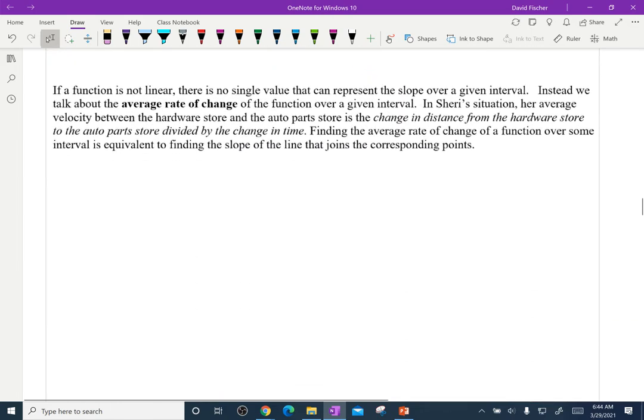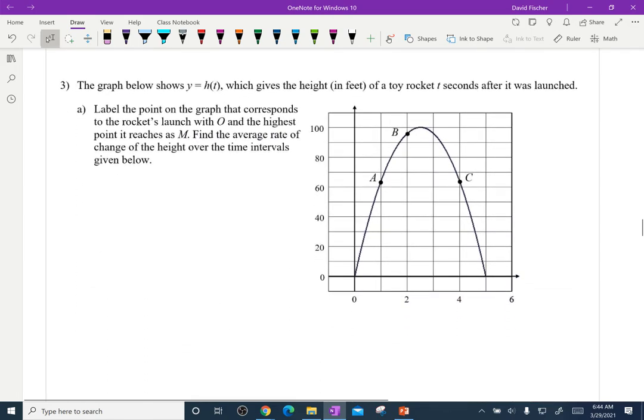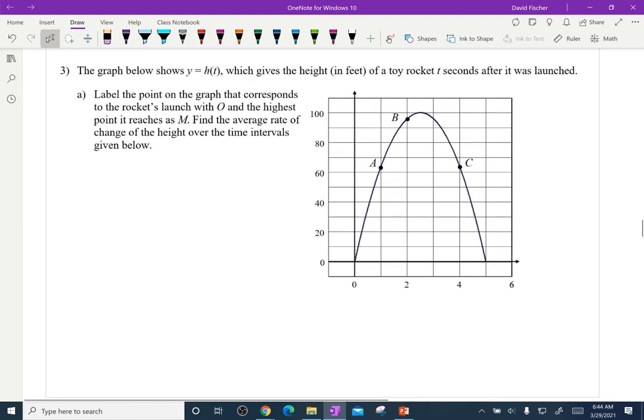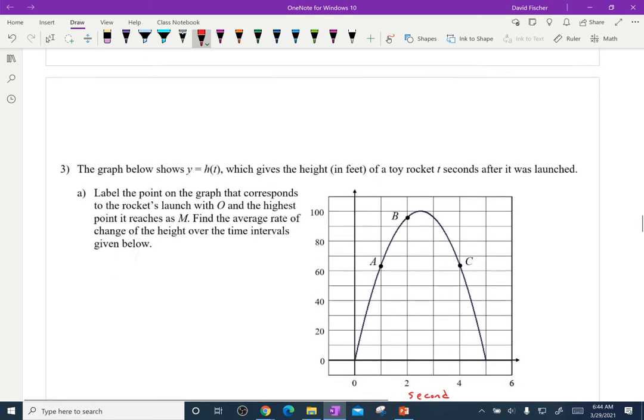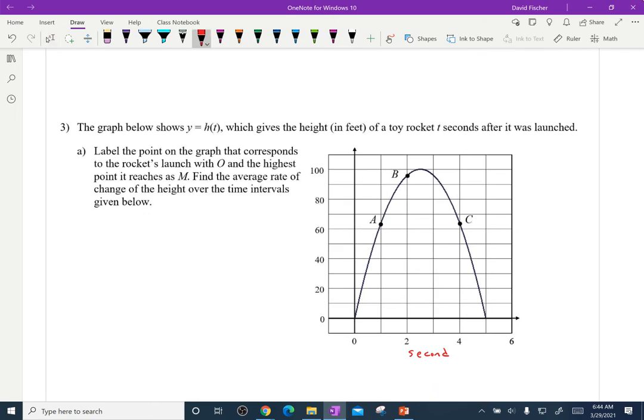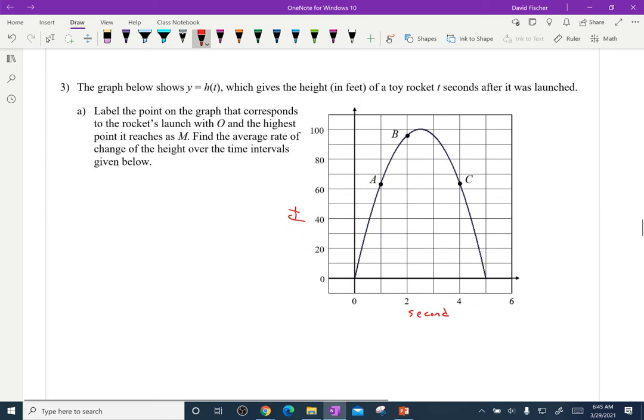Okay. All right. So now let's do this rocket below. Here's a toy rocket, T seconds after it was launched. So it looks like this is in seconds, and the elevation is in feet. This rocket went up to 100 feet, it looks like. Label the point on the graph that corresponds to the rocket launch with O, so put an O there, and the highest point it reaches with an M.